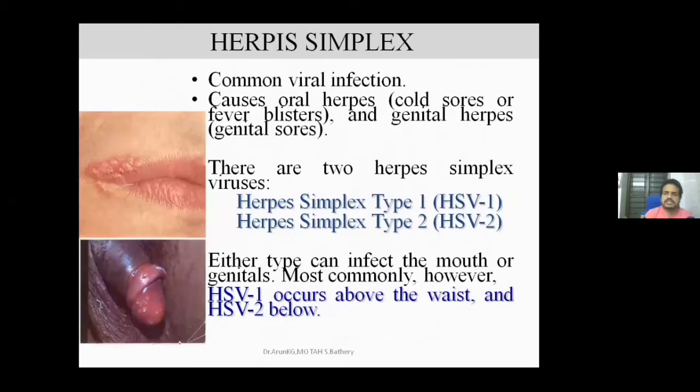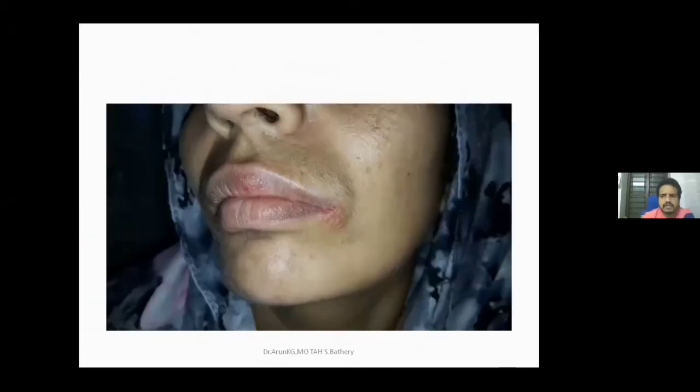Then the next one is herpes. Herpes simplex is a very common viral infection of two kinds, genital and oral. Of these, oral is seen in numerous cases. The patient will complain that after taking some masala food, some eruptions happened, and mild fever was there, or without fever also the patient will come to our OPD. These are clustered, grouped vesicles.